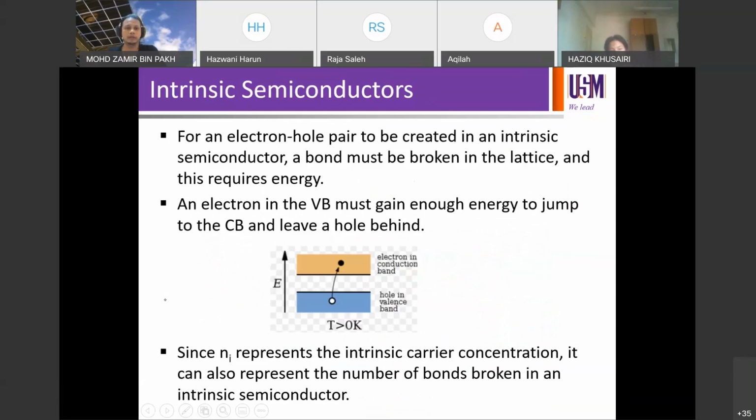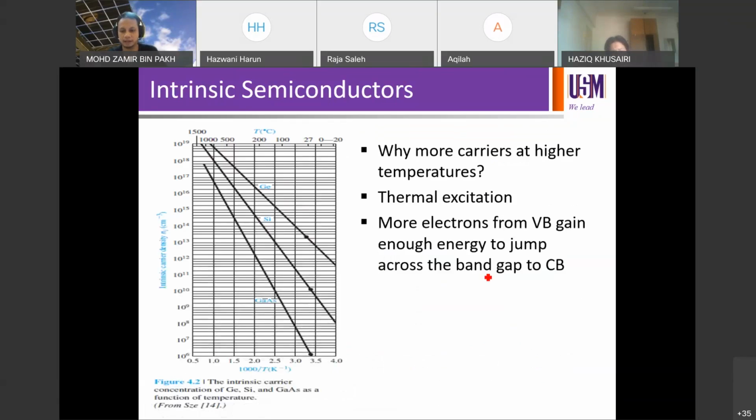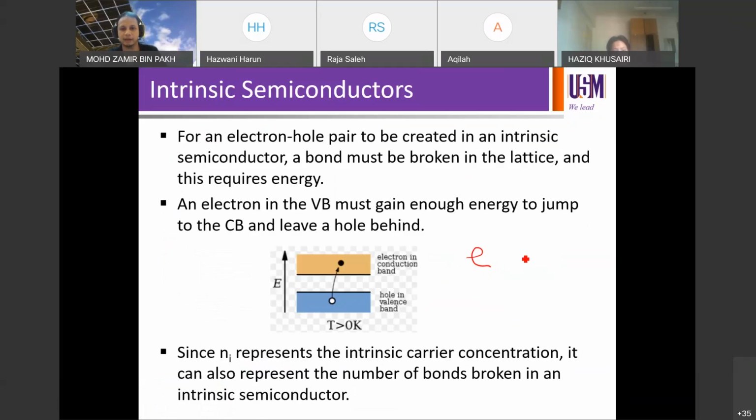So for an electron-hole pair to be created, a bond must be broken. So that's the key. They come in pair, right?